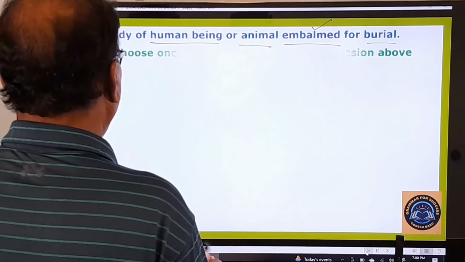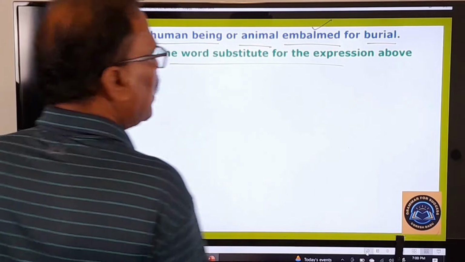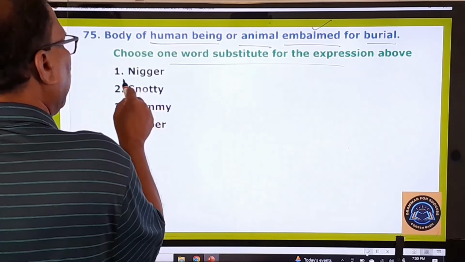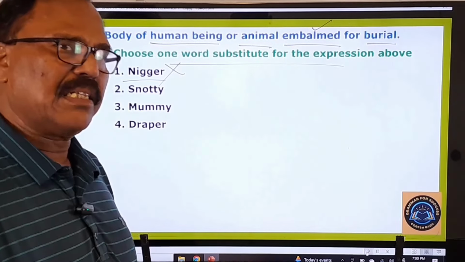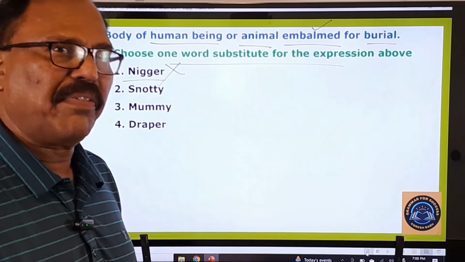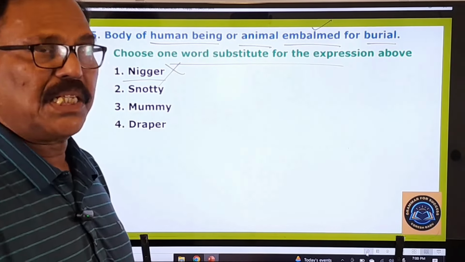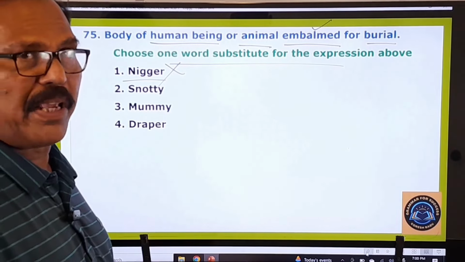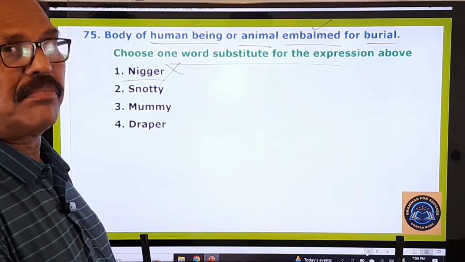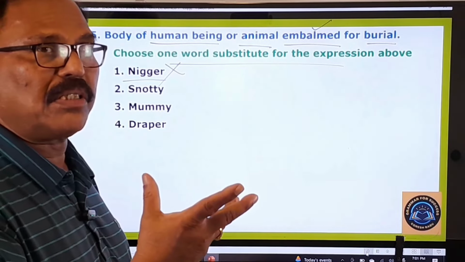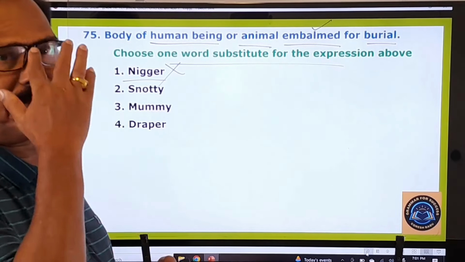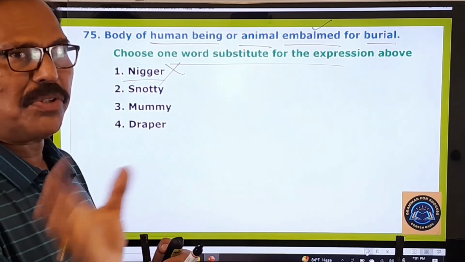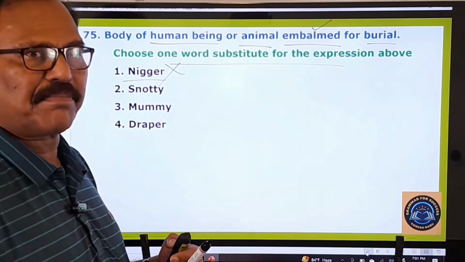Okay, and choose one word substitute for the expression above. What is that? Here you pay attention. The first option is not the right one. It is an insulting word used for referring to a Black man. You should not use this. It's an objectionable word. Even if you call him a Negro, it's objectionable. You will be punished. Such words for a black man you should not use. They are all derogatory words.